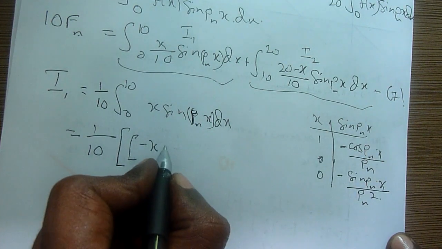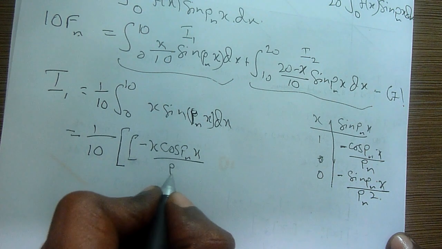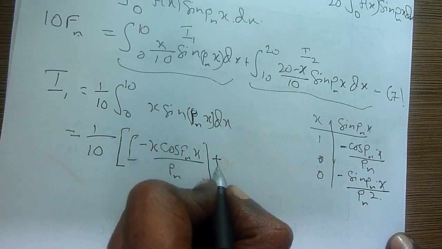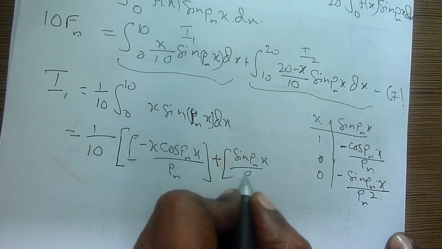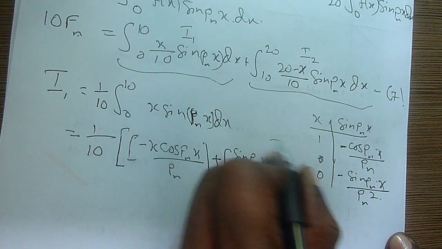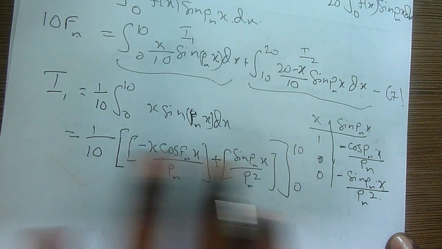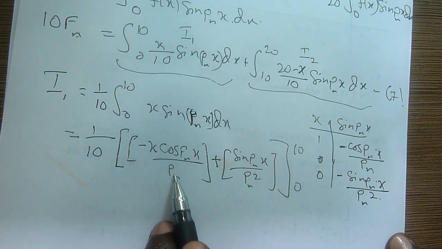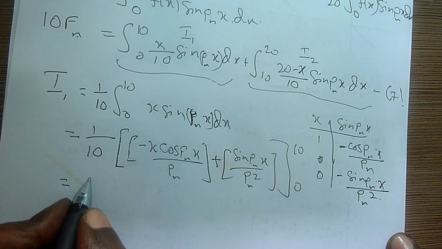Okay, times with cos Pn x. I get a Pn first, plus sine Pn x over Pn squared, overall 10 over 0. Okay, see, I haven't substituted yet. Let me settle with this, all these things yet. You see, I want to make it the same, Pn taking out. Therefore I'm going to do this.